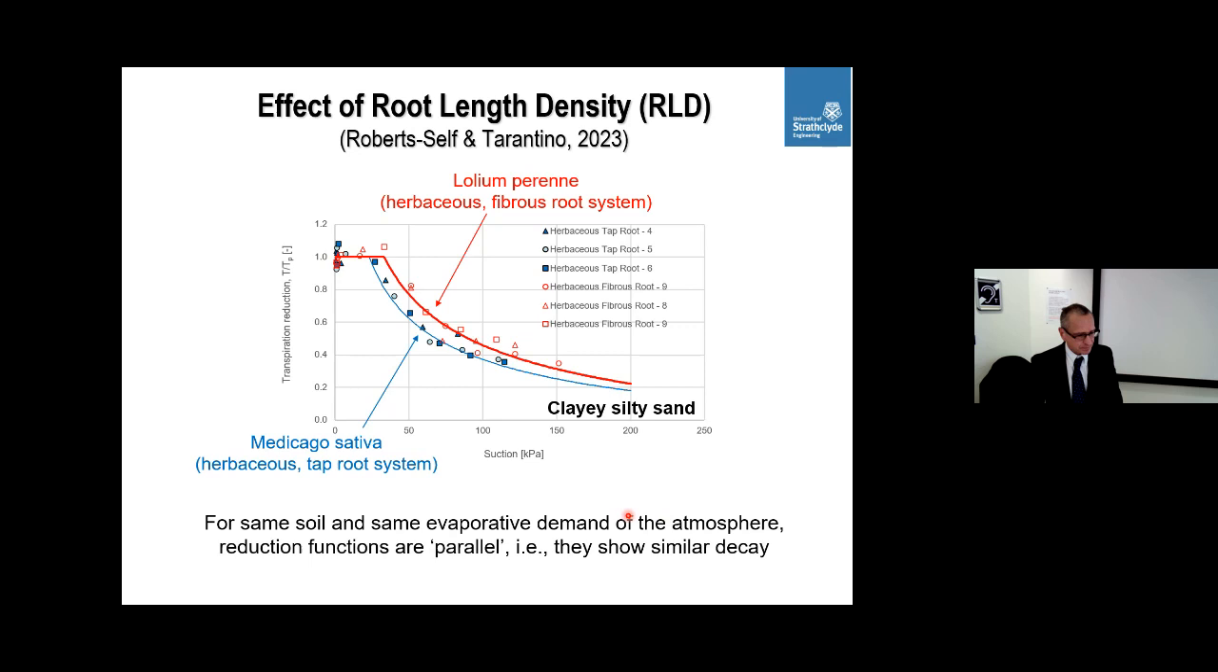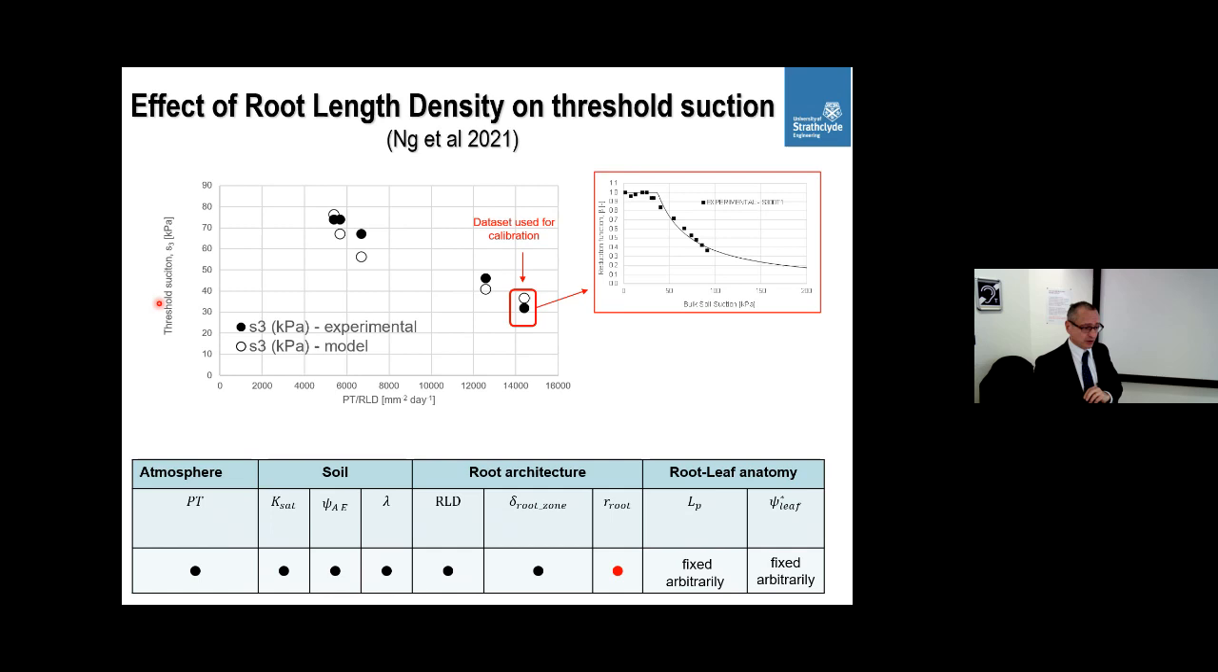Now, I'm not entering the details here, but this is the case where, for example, we are using that model. We are modeling, and so what you have here is the relationship between the root length density and the threshold suction that is marking the transition. You have the experimental data, you have the model. The model has been only calibrated here. All those ones are genuine predictions.